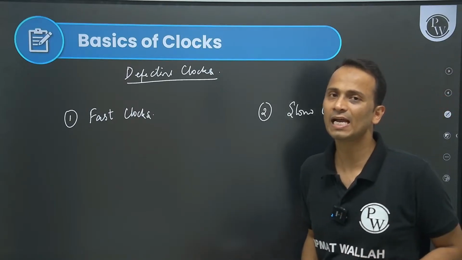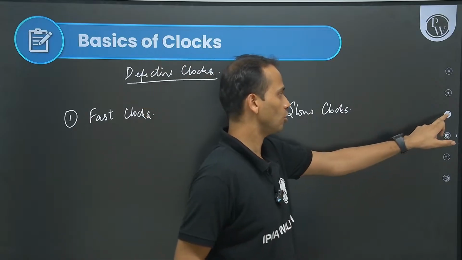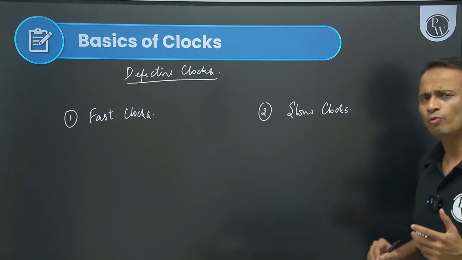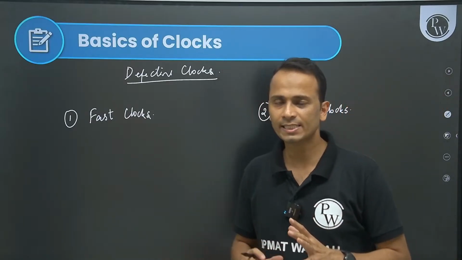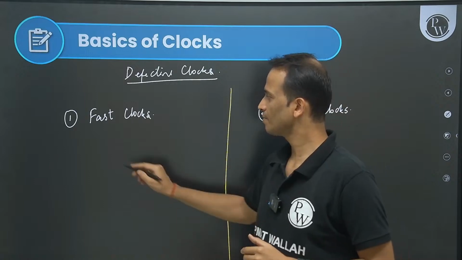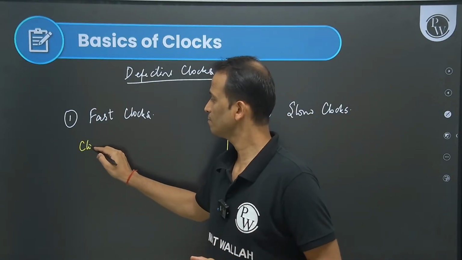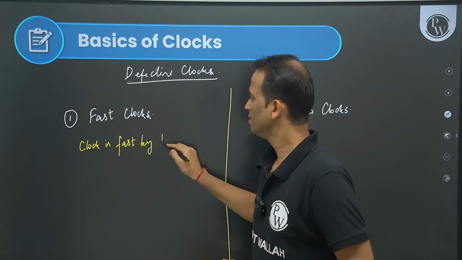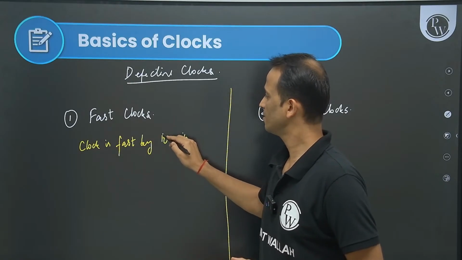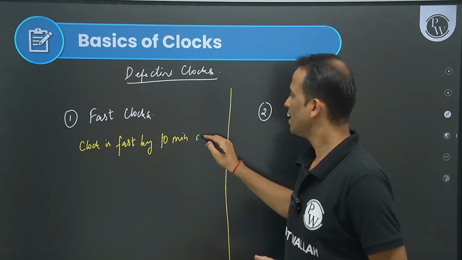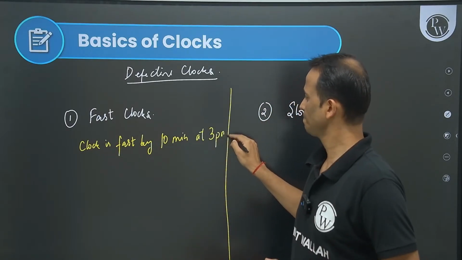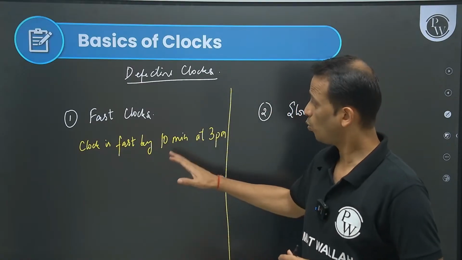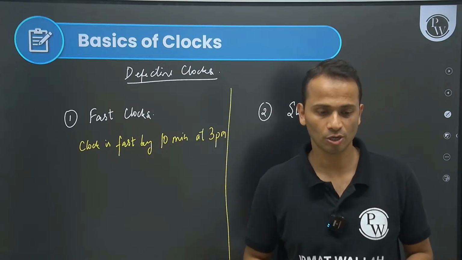Okay, so let's understand the concept of fast clocks and slow clocks, right? So can you please tell me, anyone, what do we mean by a clock which is fast? So let's say you are given a statement that a clock is fast by 10 minutes at 3 p.m. So what will be the time in your clock?